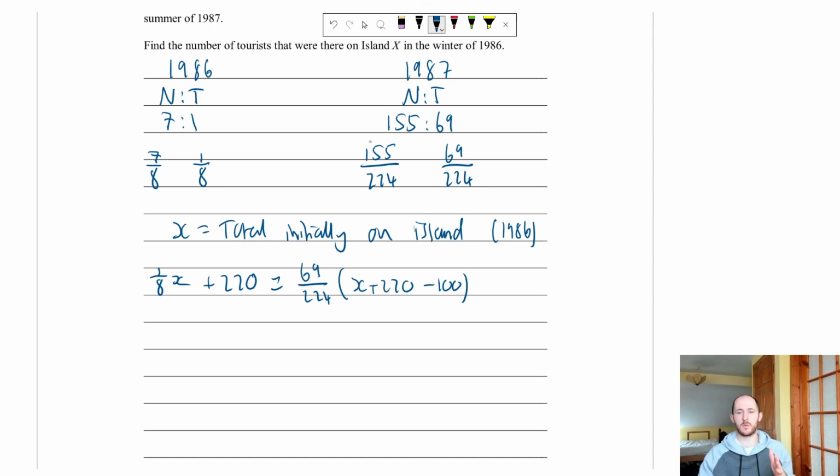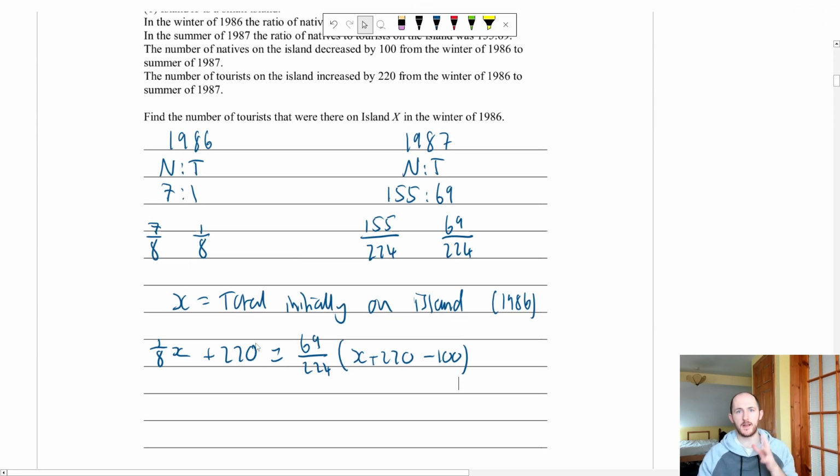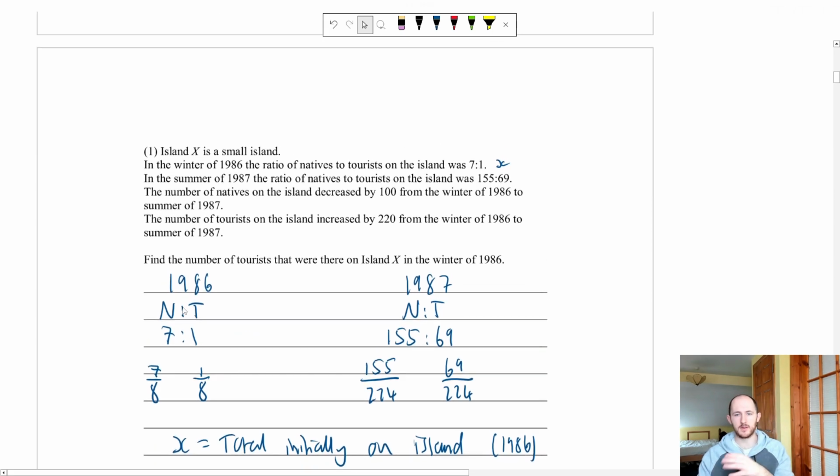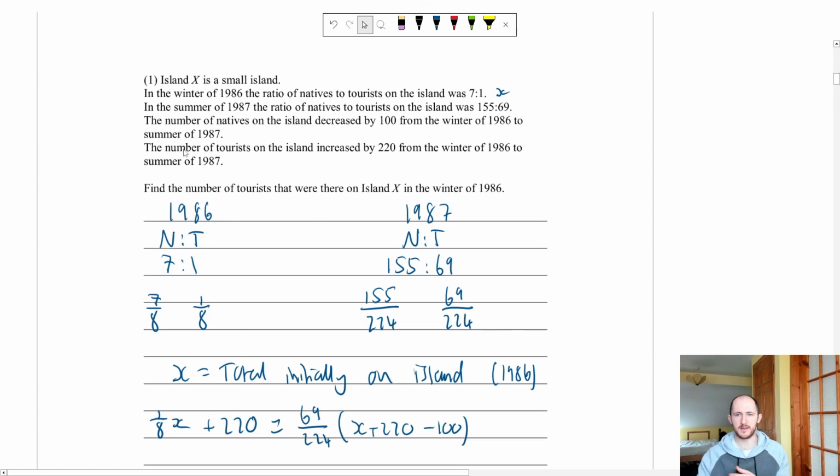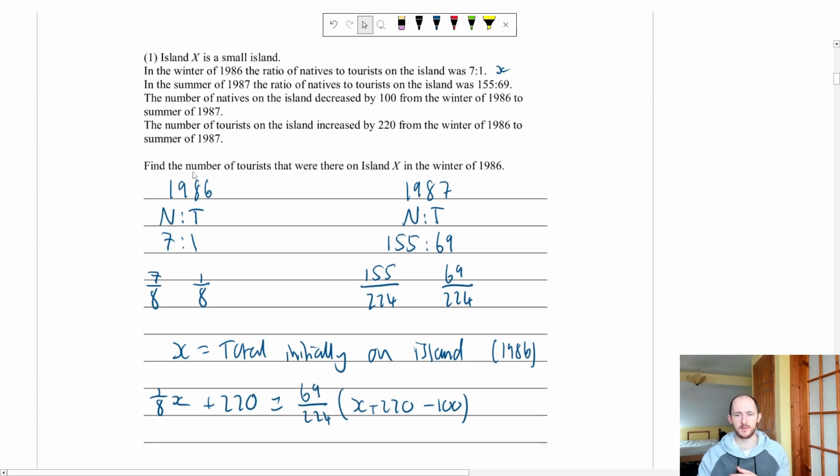So let me run through that logic one more time. I've managed to find an equation for the number of tourists in 1987, and I found 2 separate equations, which should be equal, because the number of tourists in 1987 is the same, right? Initially, it's an eighth of the initial population plus 220 because we have this ratio here. Okay, and we plus 220 because it tells me 220 more tourists arrive.